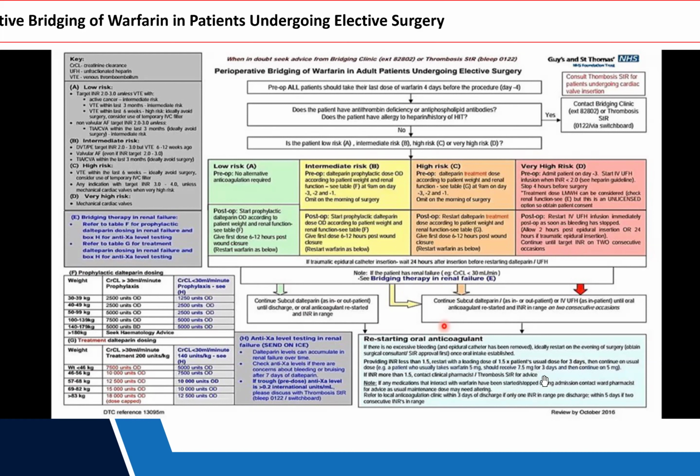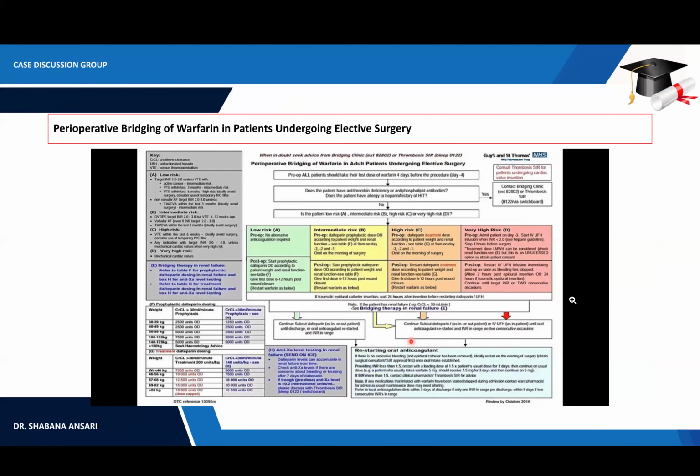Okay. So this is the bridging thromboprophylaxis. Anything else you want to know? No, thank you. Okay, your time is up. Thank you, Dr. Nagaratna. Thanks for coming up and explaining the chart beautifully.